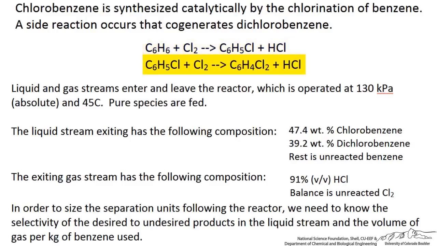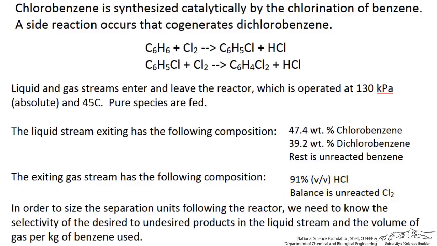Now, a side reaction occurs that cogenerates dichlorobenzene. This is our undesired product. So we're told that liquid and gas streams enter and leave the reactor, and the reactor is operated at 130 kilopascals and 45 degrees Celsius. Now, pure species are fed, so we have a pure benzene liquid feed and a pure gaseous chlorine feed. So the exiting liquid stream has the following composition given to you in weight percents, and the exiting gas stream has a different composition given to you in volume percents.